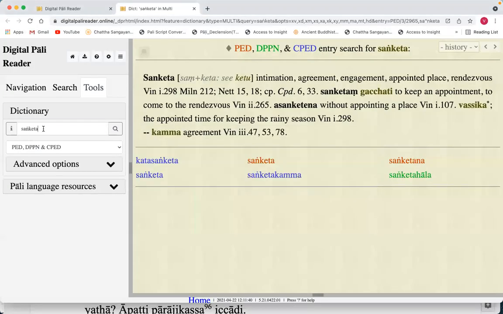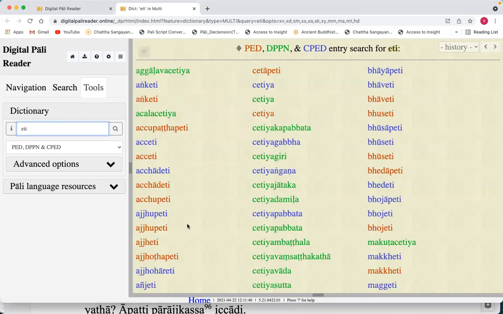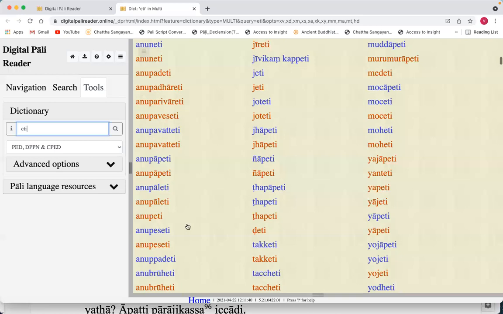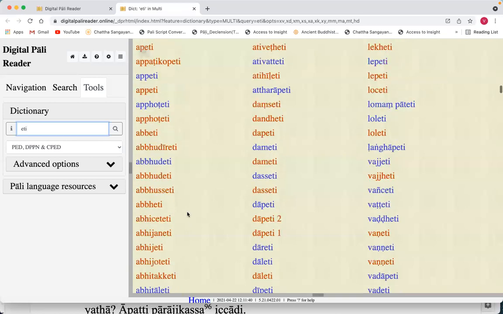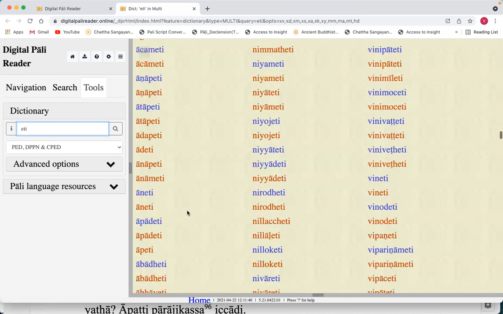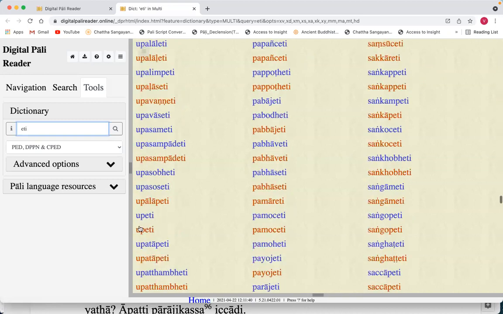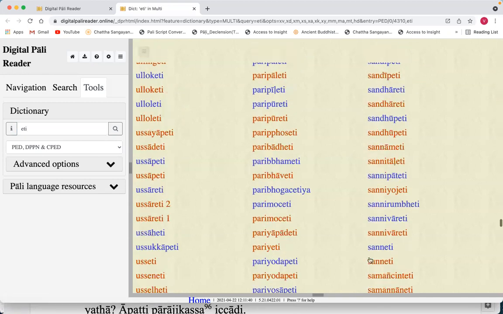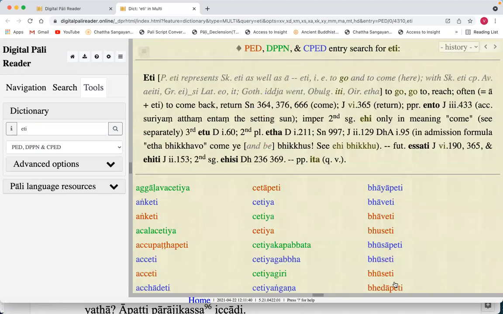For example, we have the word eti, which means to come or to go. But when we put it in the optative mood, it's going to be like aya, ayum, ayasi, and so on. So those words are valid grammatically.